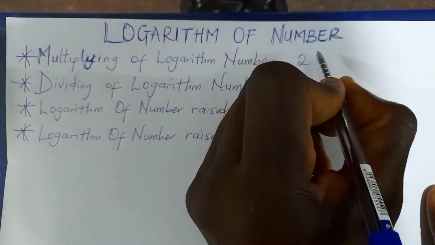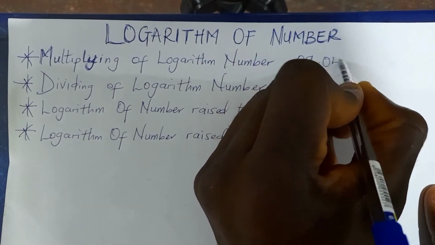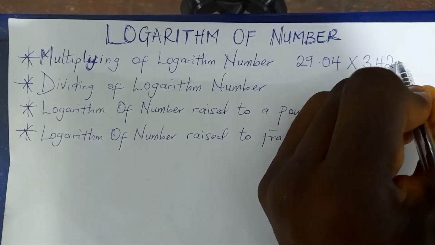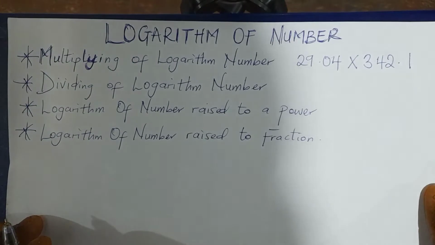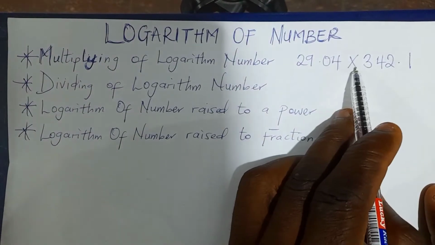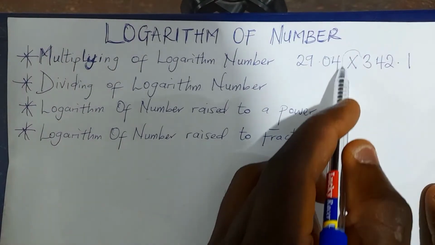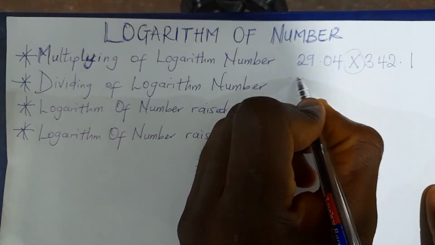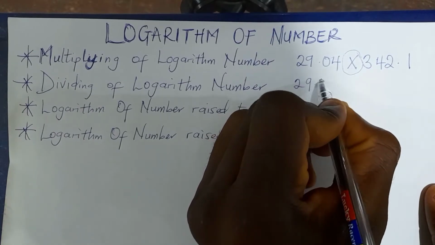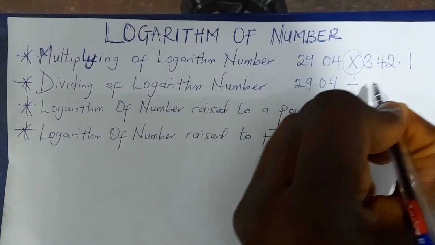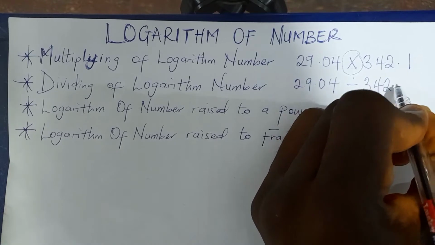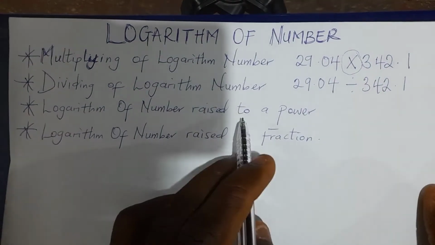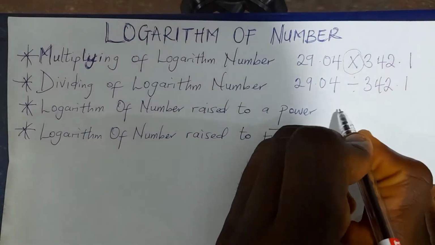Let's say we have 29.04 times 342.1. So they appear in this way. You can see we are multiplying them with the use of a multiplication sign. When we talk about dividing of logarithm numbers, they appear in this way: 0.4 divided by 342.1.